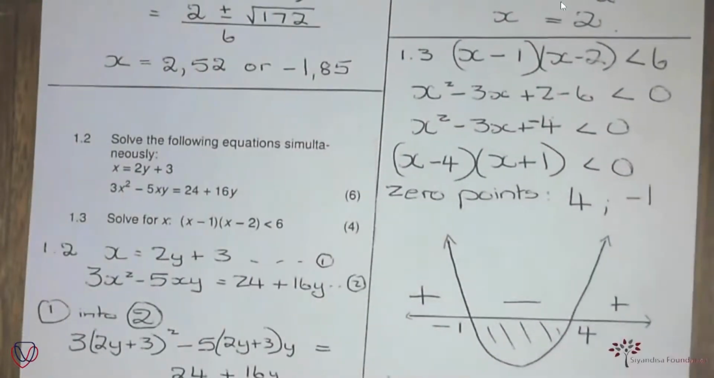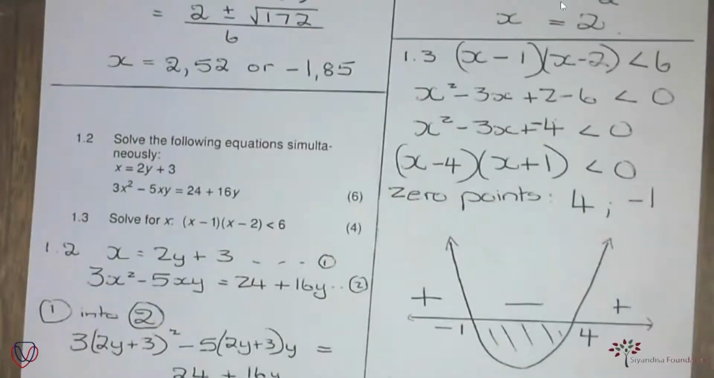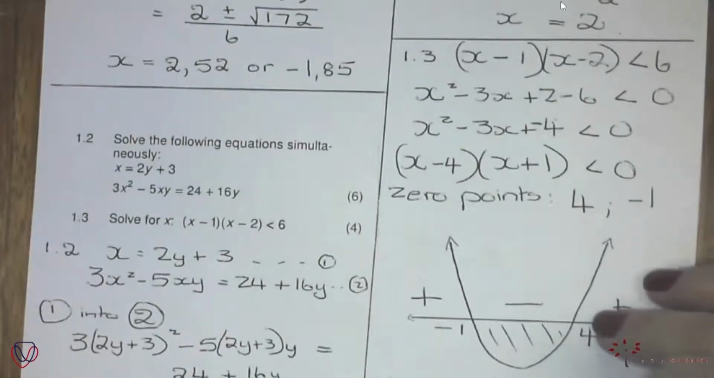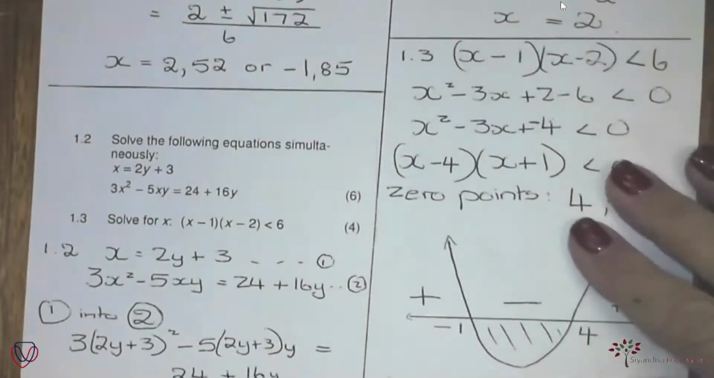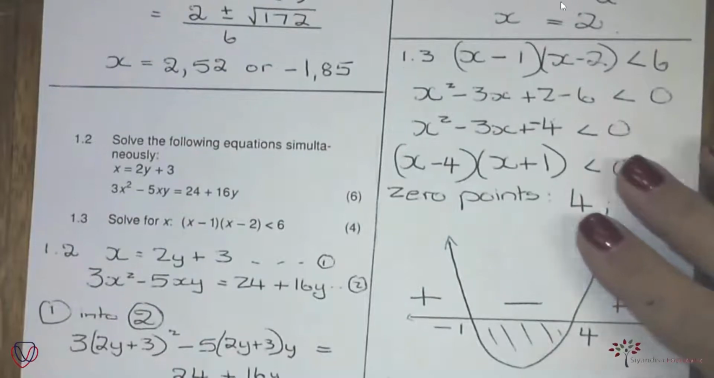Right, people. If there was an equal sign there, what would you have done? You would have put an equal sign there also. But in this case, it's only smaller than. So negative 1 and 4 is actually excluded in the solution. Okay. Right, people, there's your inequality.